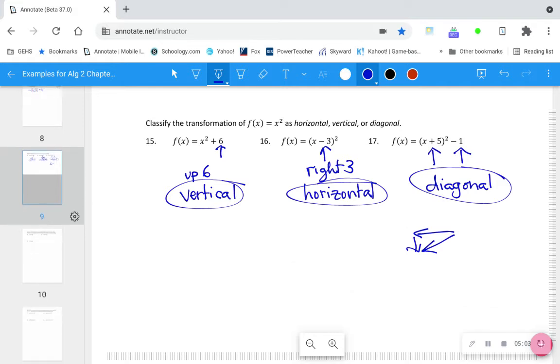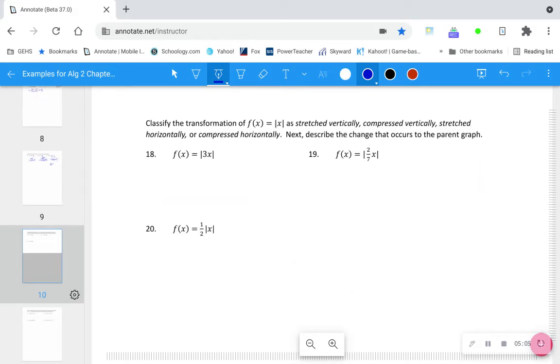Okay, the next set of problems have a different function. We're dealing with the absolute value function, so this is a V-shaped function. We have to decide whether it stretches vertically or compresses vertically, stretches horizontally or compresses horizontally, and then describe what actual change happens to the graph. When you're messing inside the bars, that's a horizontal change, and it doesn't behave the way you'd expect. So even though it says times 3, all of the x's in the problem horizontally get multiplied by the reciprocal, 1/3, which compresses it horizontally.